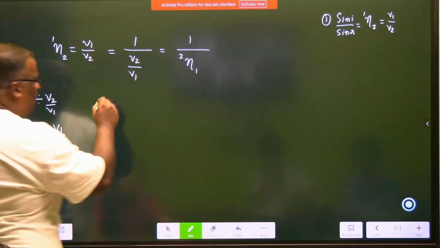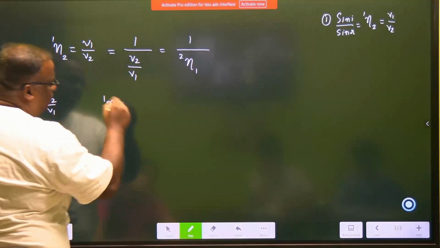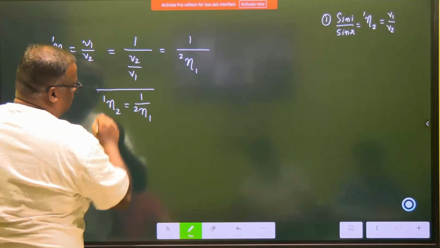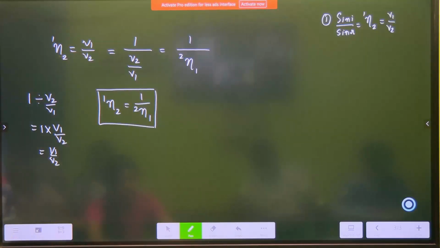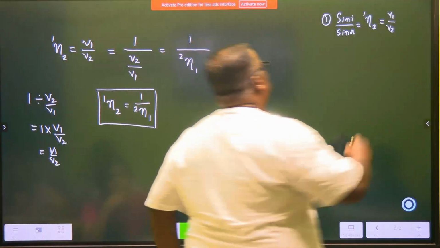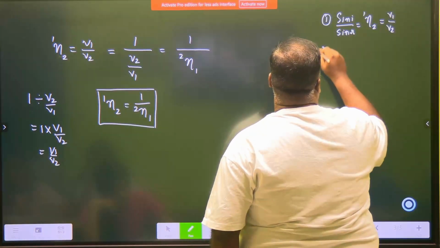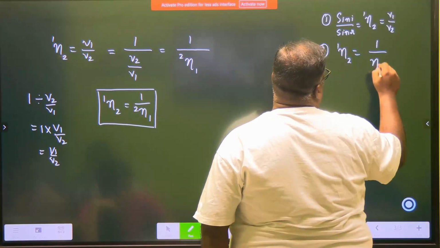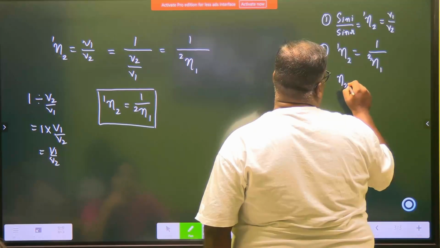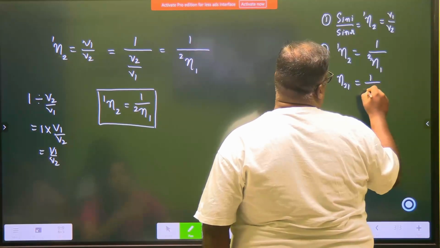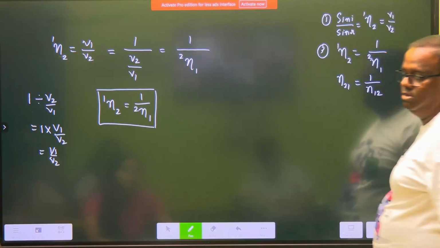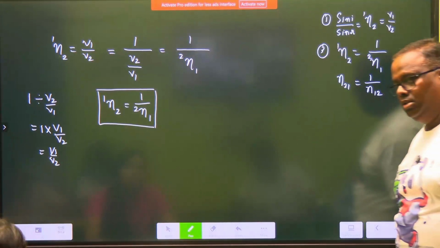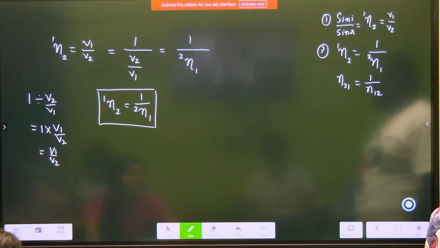That means I get a very nice formula. Eta 2 with respect to 1 is the same as 1 upon eta 1 with respect to 2. This is your third formula. Right? 1, 2, 3. Your third formula is eta 2 with respect to 1 is the same as 1 upon eta 1 with respect to 2. In your book, it will be written like this. Is this clear so far? Right? No cough, no septic, nothing.